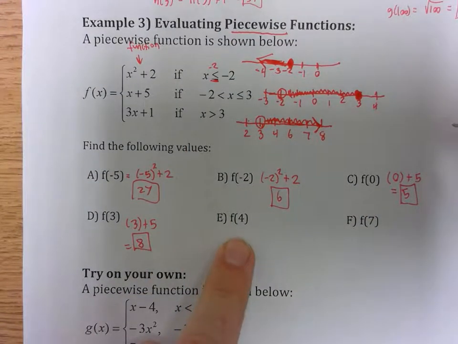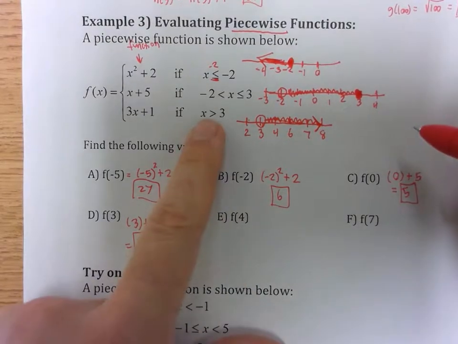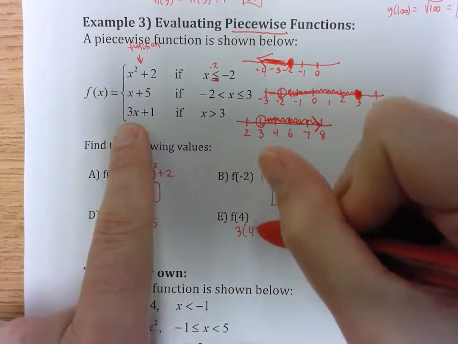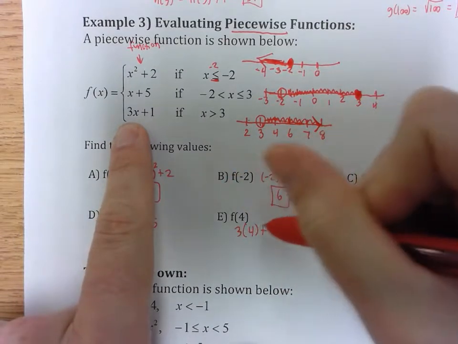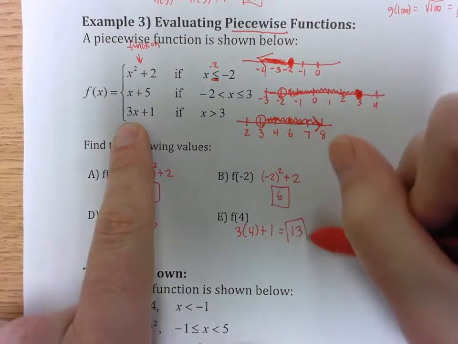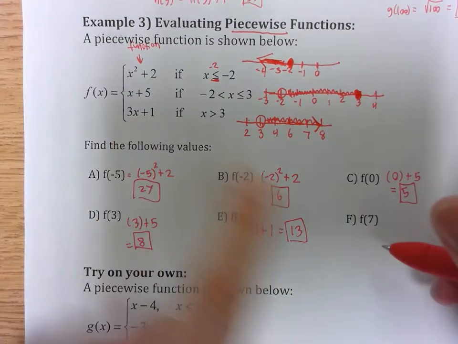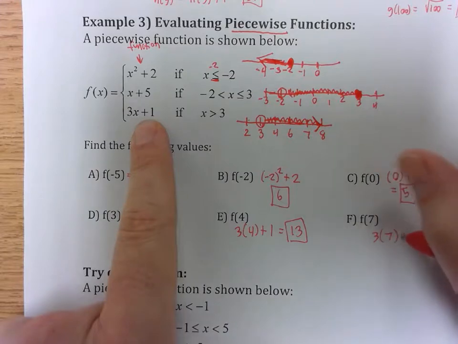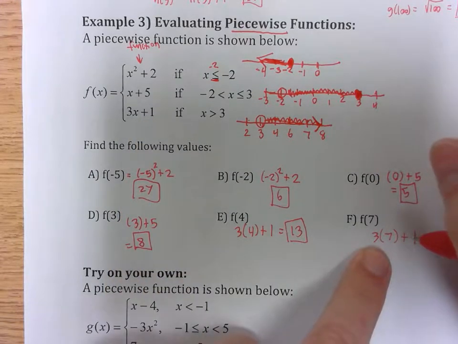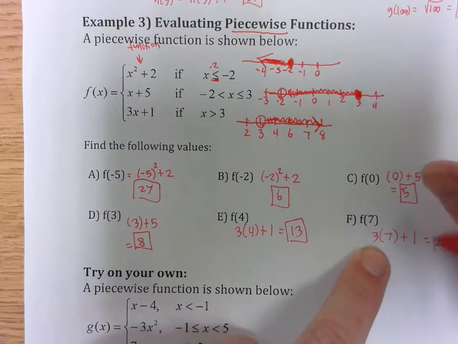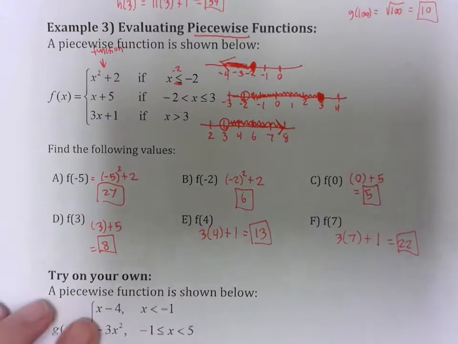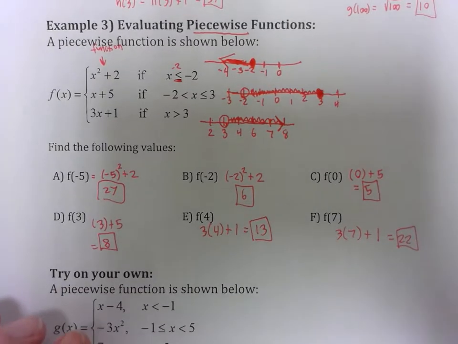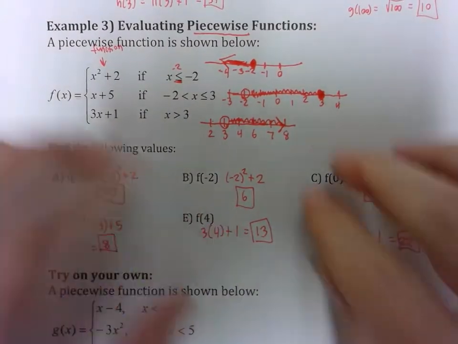So f of 4, 4 is greater than 3, 4 is going to get plugged into the bottom function. 3 times 4 plus 1, 12 plus 1 is 13. 7, 3 times 7 plus 1, 21 plus 1, 22. That's how you do these piecewise functions. It's evaluating functions just like before, but you can only plug in certain values to certain ones.